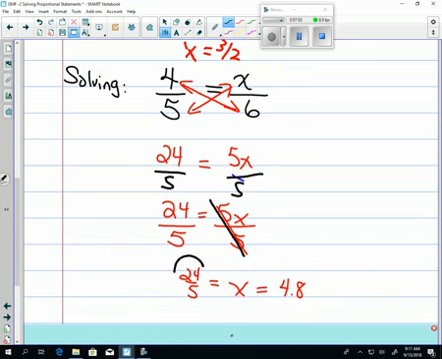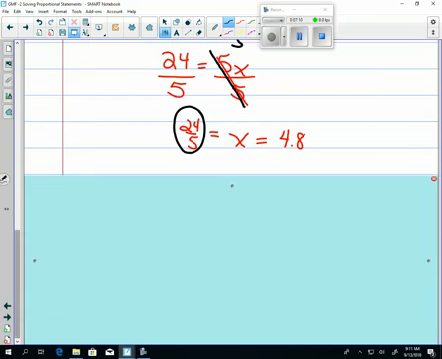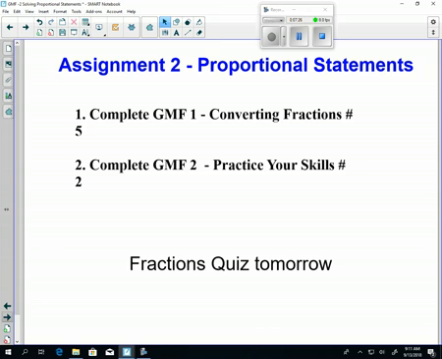24 divided by 5. And if I can't reduce it any further as a fraction, I can put it in my calculator. If I take 24 divided by 5, punch it in this way in the calculator, 24 divided by 5, I'll get this as an answer, 4.8. And that's your answer for x. So that's how you solve a proportional statement.